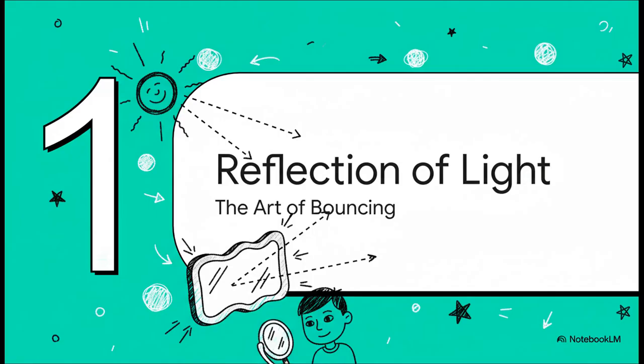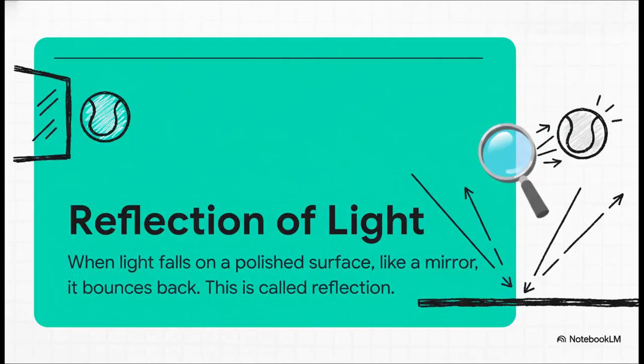Chalo bachcho, let's start with light's first and simplest magic trick, reflection. Think of it as light's special talent for bouncing back. So, what is reflection? It's really simple. Imagine you're playing with a tennis ball. You throw it against a wall. What happens? It hits the wall and bounces right back, correct? Light does the exact same thing when it hits a shiny surface, like your mirror. This bouncing back of light, that's all reflection is.